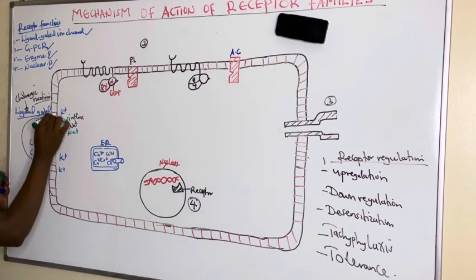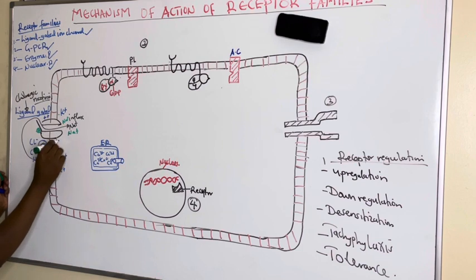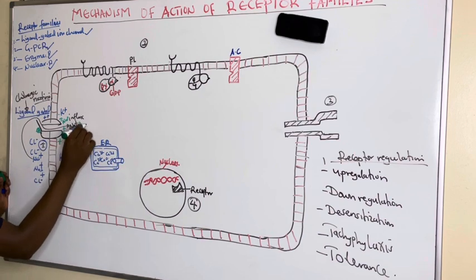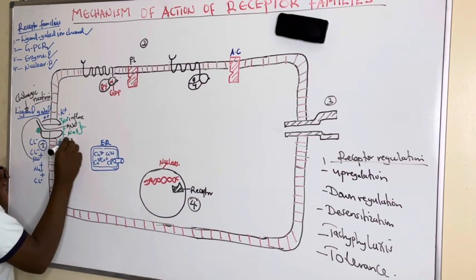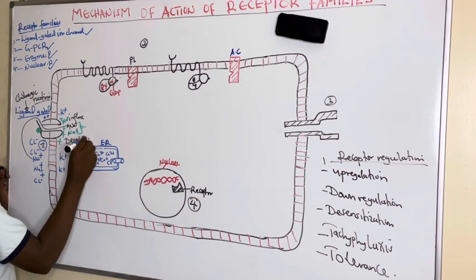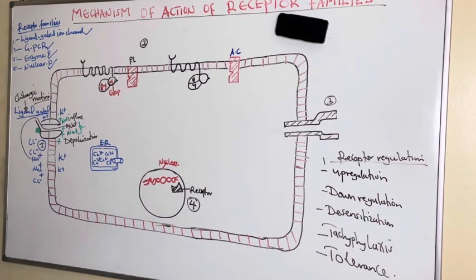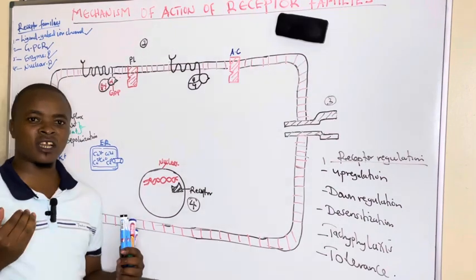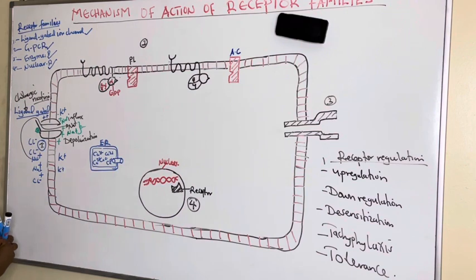We know initially the inside of the cell was negatively charged, but after the entry of sodium ions, it becomes positively charged. This positivity of the charge inside the cell is what we term depolarization. So the cell becomes depolarized, whereby inside it becomes positively charged and it can fire an action potential. That is for drugs like nicotine.